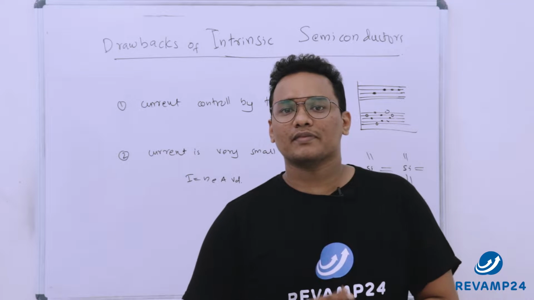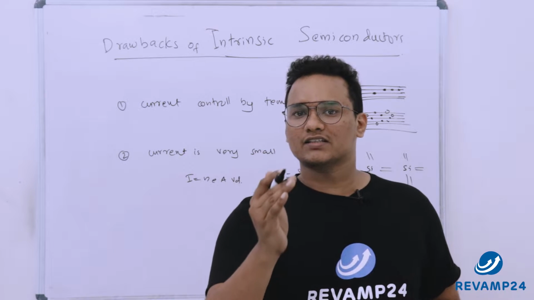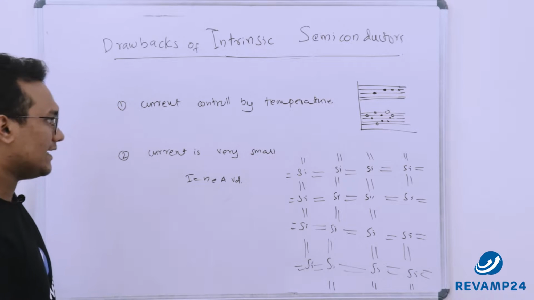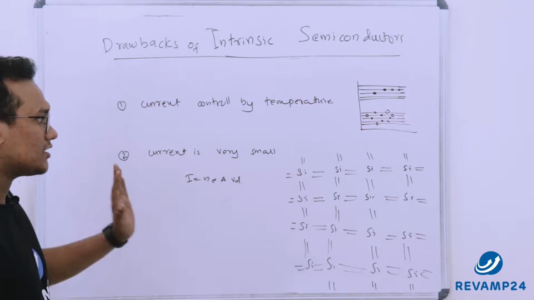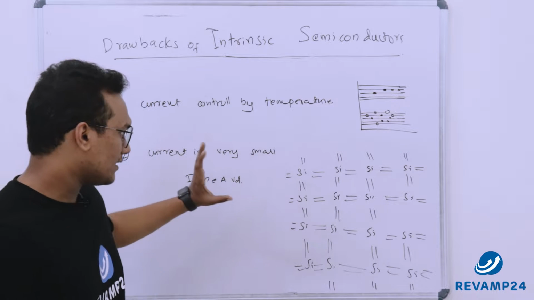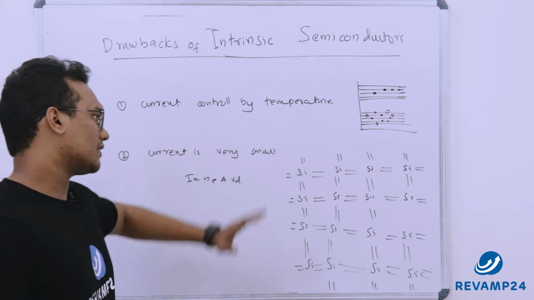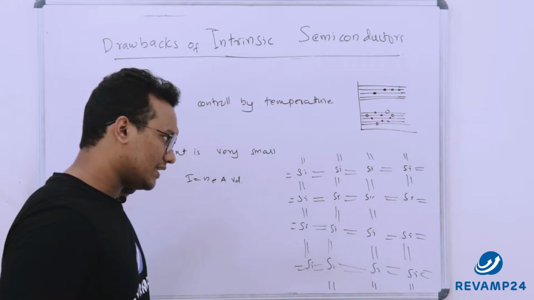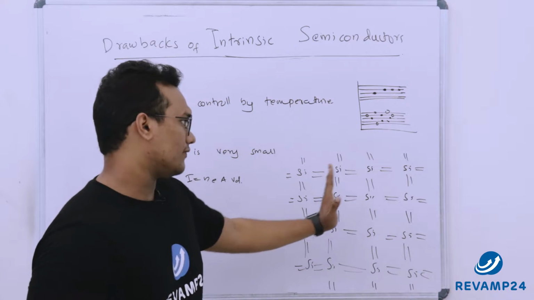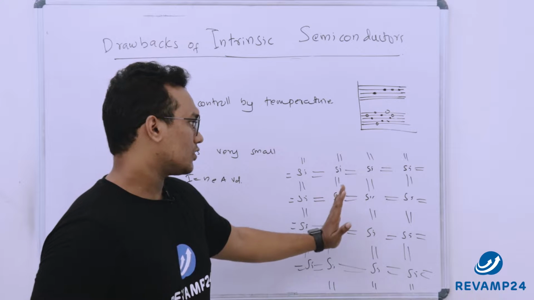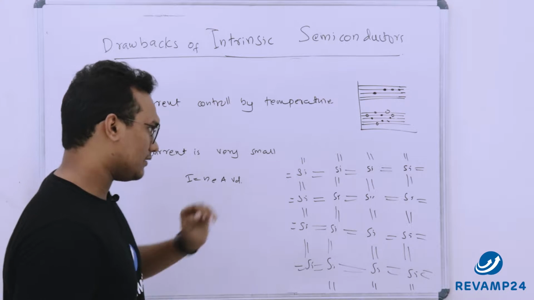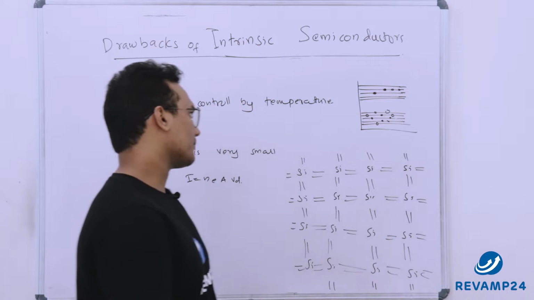In this video, I will explain the drawbacks of intrinsic semiconductors. We have seen that an intrinsic semiconductor is made up of the same element, right? So with silicon intrinsic semiconductors, in the crystal we can only see silicon atoms. Now silicon atoms are bonded with 4 nearby atoms to have 8 electrons in the outermost orbit, in the valence orbit.